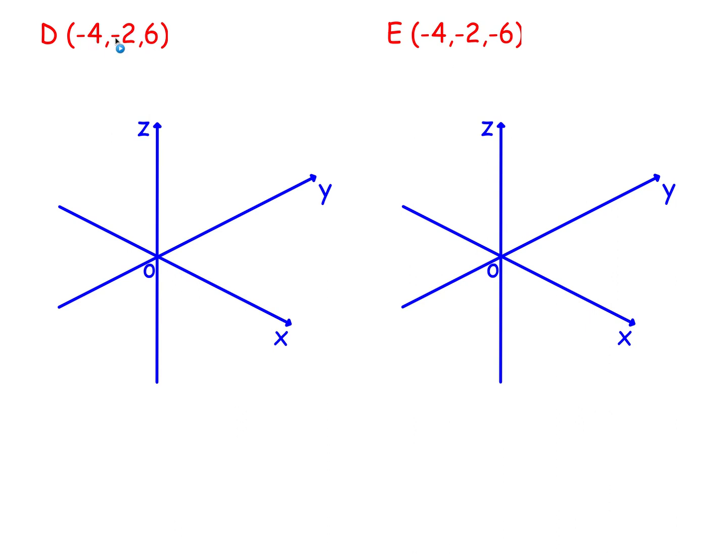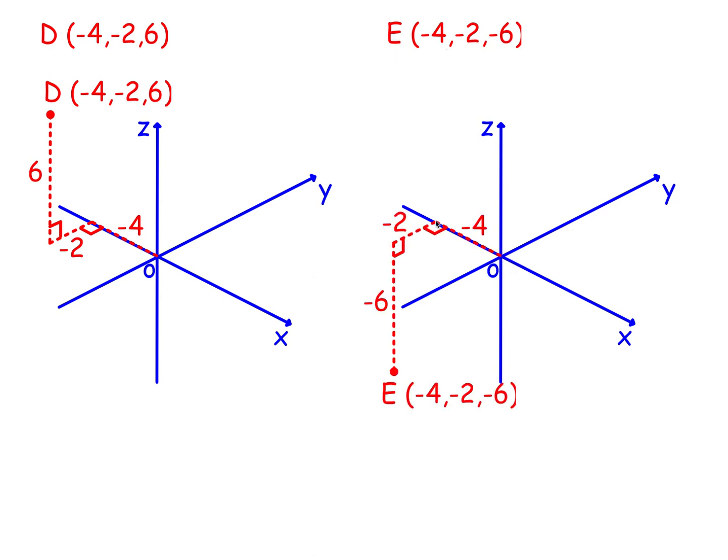Here's negative 4, negative 2, negative 6. So that's negative 4 on the x, out the way for the negative 2 on the y, and then 6 vertically. And here's negative 4, negative 2, negative 6. So that's negative 4 on the x, negative 2 on the y, so that's 2 coming out the board, as it were, and 6 down the way.